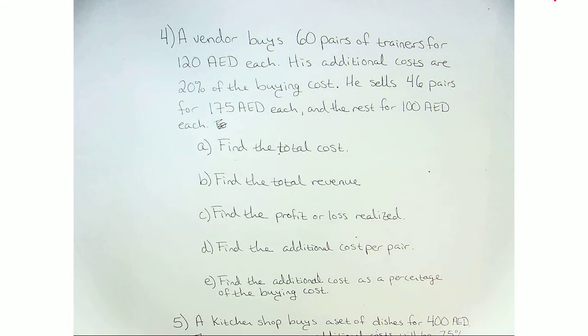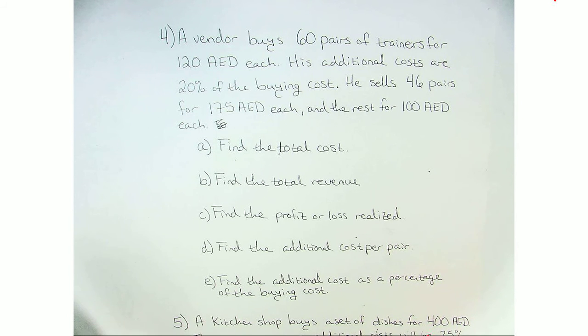1 and 3 for test 2. We're going to be going on to question 4. A vendor buys 60 pairs of trainers for 120 dirhams each. His additional costs are 20% of the buying cost. He sells 46 pairs for 175 each and the rest for 100 dirhams each.